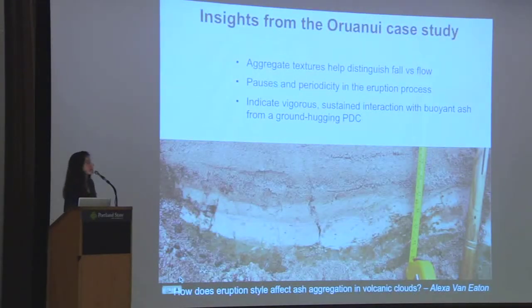So this is the idea. This is something that's still developing and being tested, but we can use these structures to distinguish fall and flow, to look at pauses and episodicity in the deposition of these deposits and their formation at the source, and potentially they indicate, at least in these big ignimbrite-forming eruptions, a sustained interaction between the overlying plume and a ground-hugging flow.